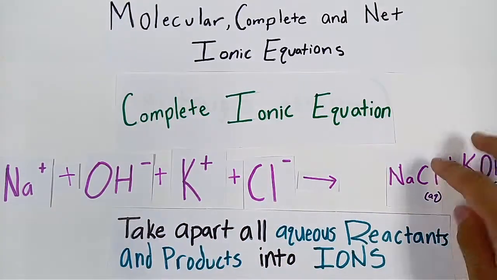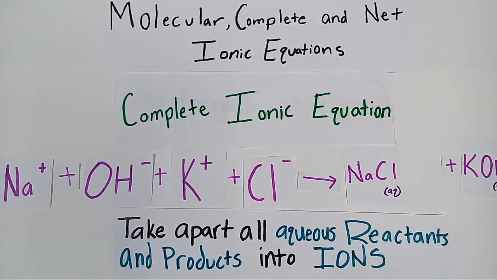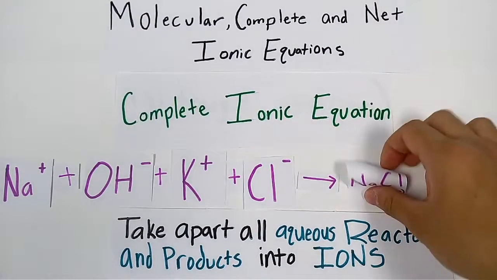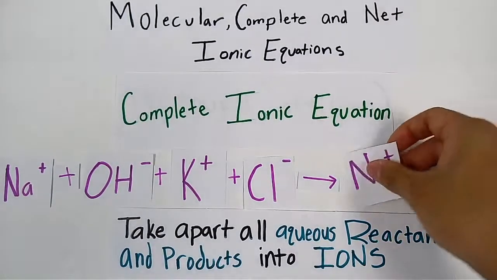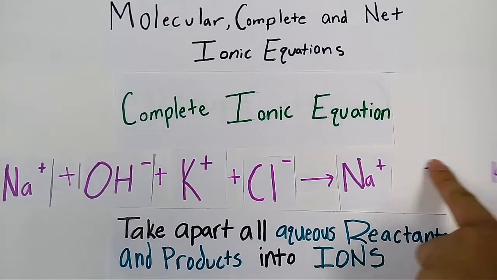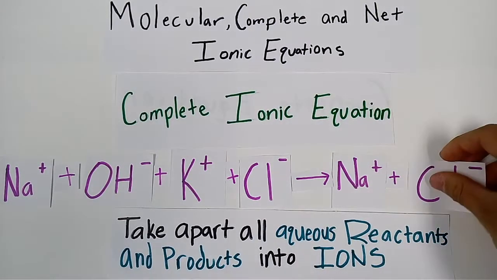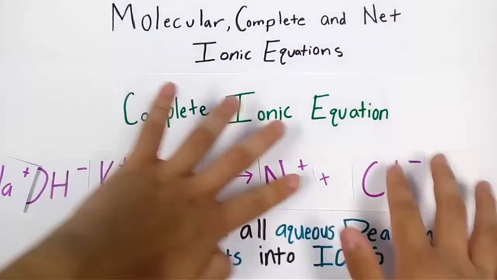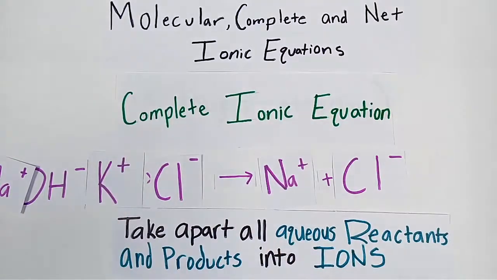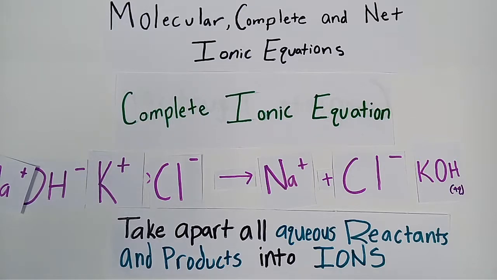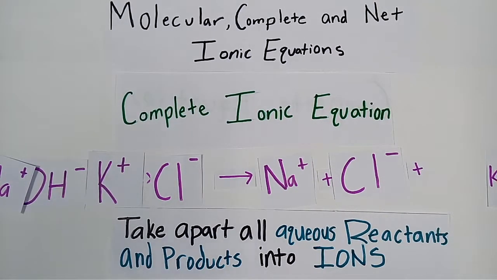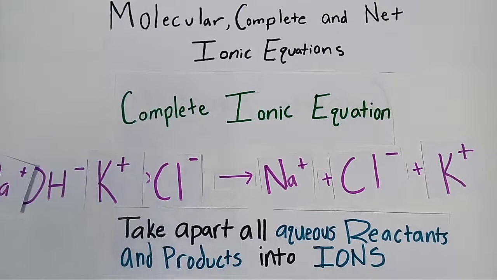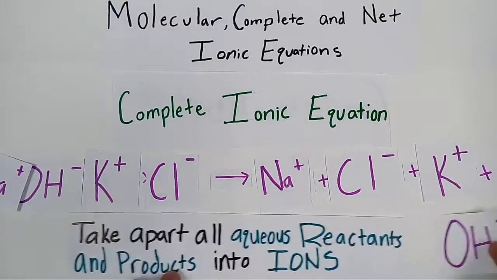Now this will all yield your sodium chloride, which will pull apart into sodium and chloride, and we'll push this all over so you can see the rest of the problem. And your potassium hydroxide here will pull apart into potassium and hydroxide.